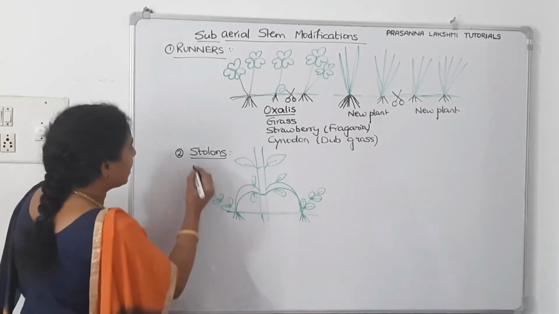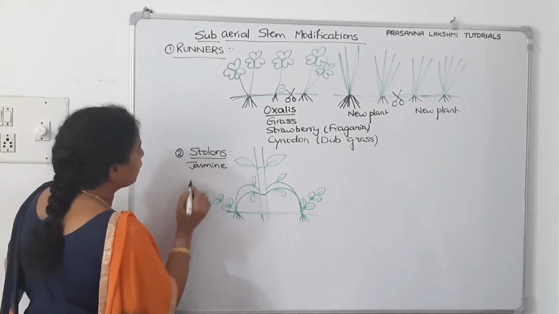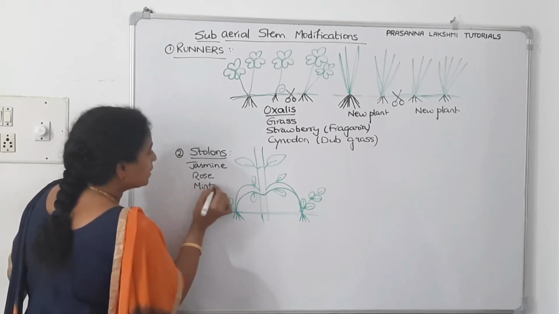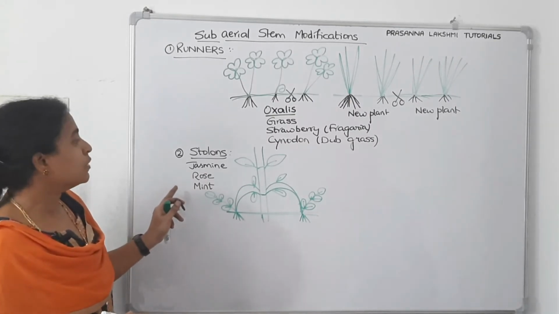Examples for stolons are, jasmine is a very good example. We do jasmine propagation this way only. Rose is another example. Mint is another example for stolon. Jasmine, rose and mint are examples for stolons.